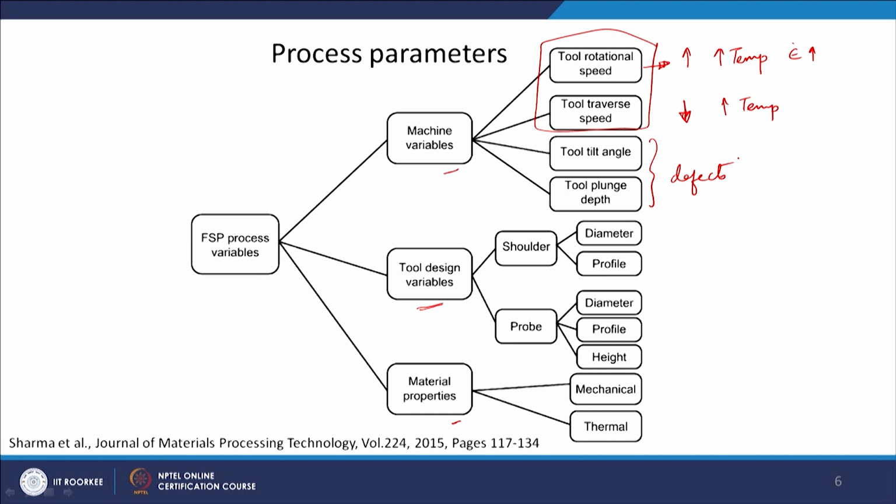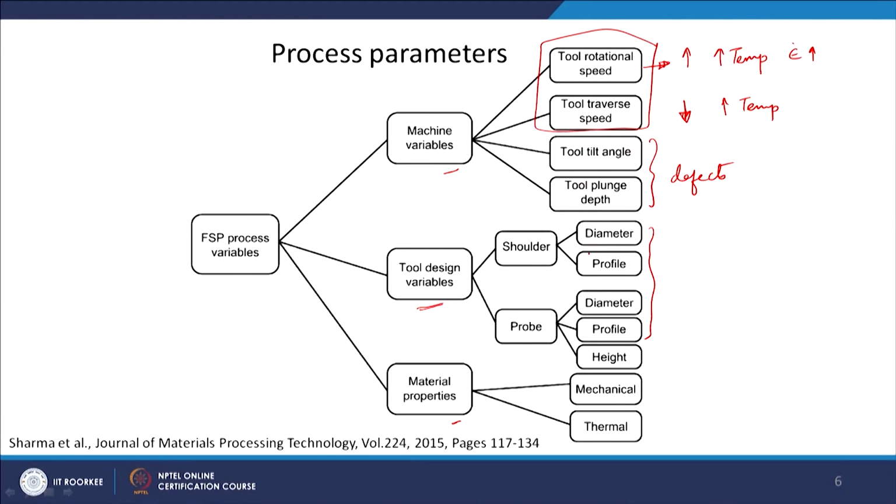Shoulder in tool design, of course, the shoulder and the pin diameter and their profile are going to affect the heat generation. So, when you have a higher shoulder diameter, of course, you will have more heat generation. Similarly, when you have a bigger pin diameter, you will have higher peripheral velocity, so it will affect your strain rate. So, tool design also is very important, dimension as well as profile.